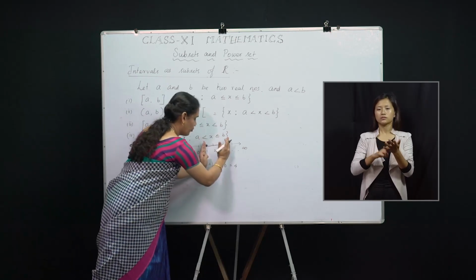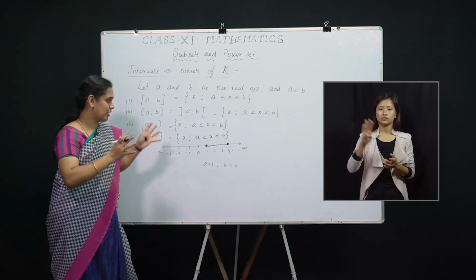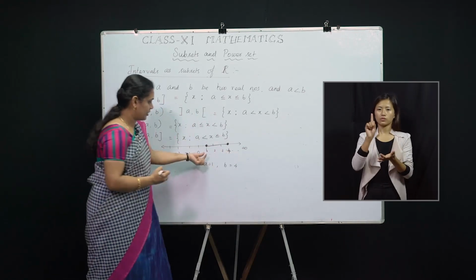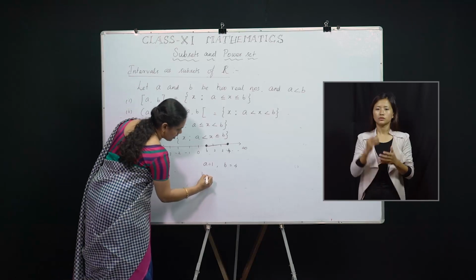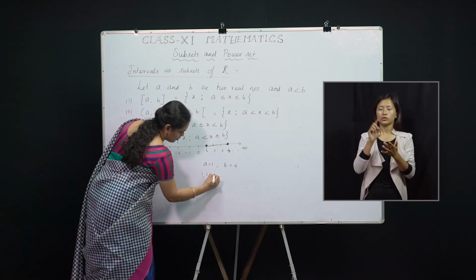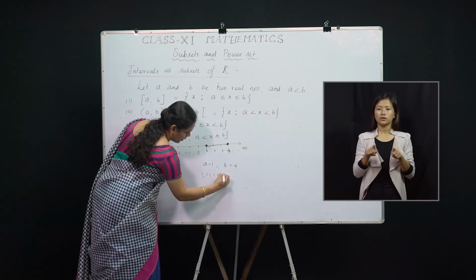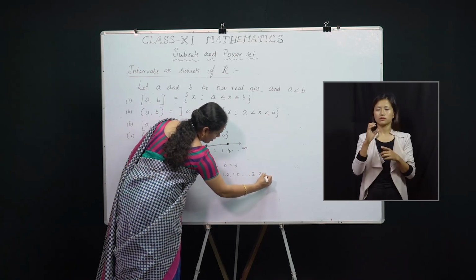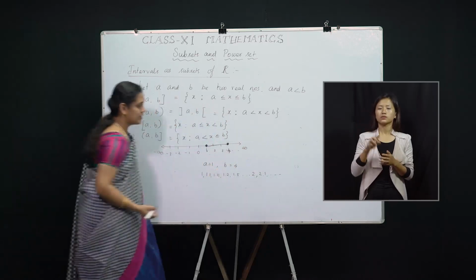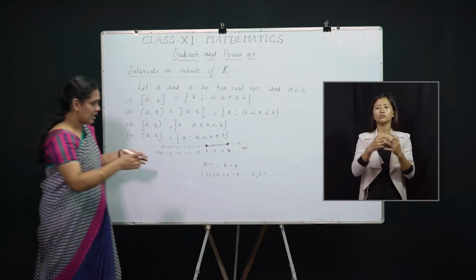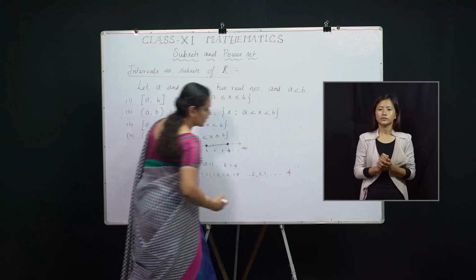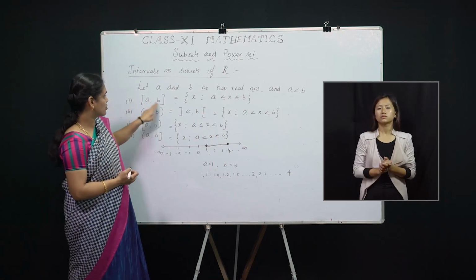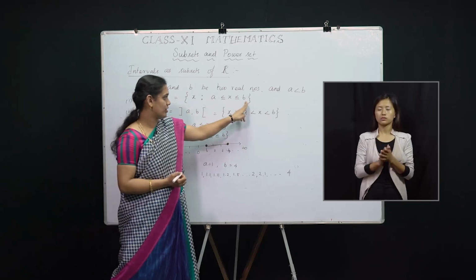From 1 to 4, whatever we have, all the real numbers we will take, including the extreme points 1 and 4. We will include 1 also. That means 1, 1.1, for example 1.11 or 1.2, 1.5, etc. 2, 2.1. See, in this way we can take all the numbers until 4. From 1 to 4 we take all the numbers, that is closed bracket. We will include the extreme points also.